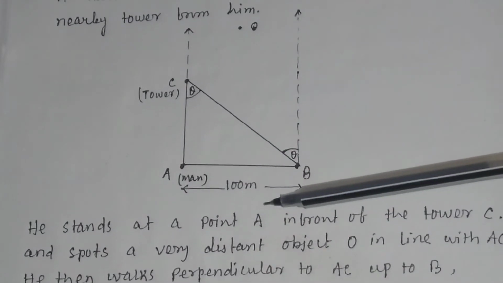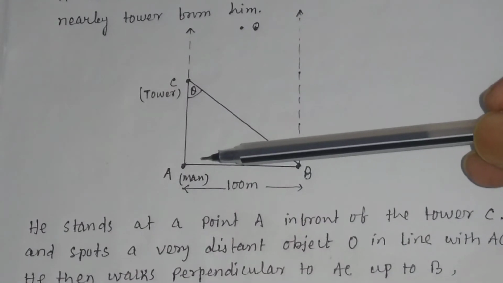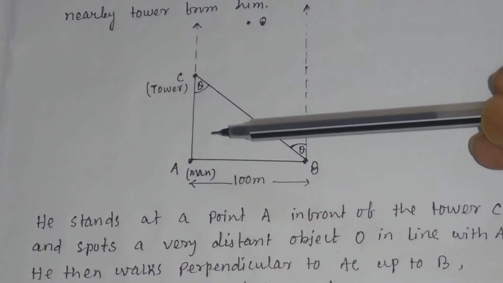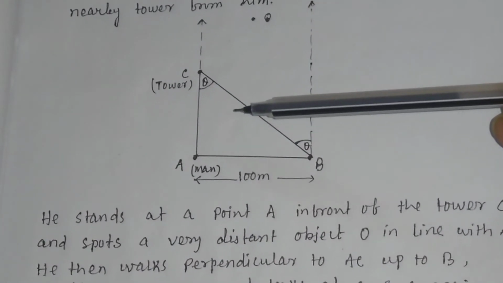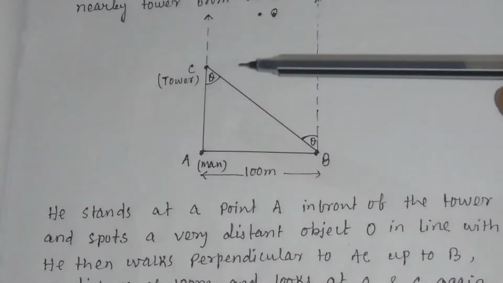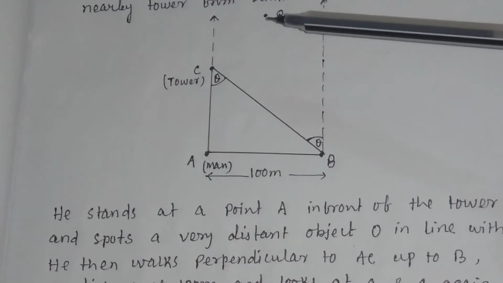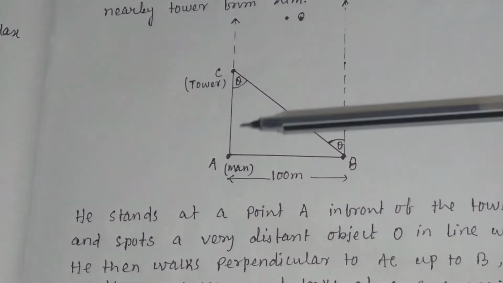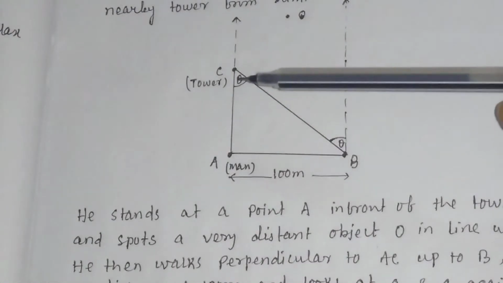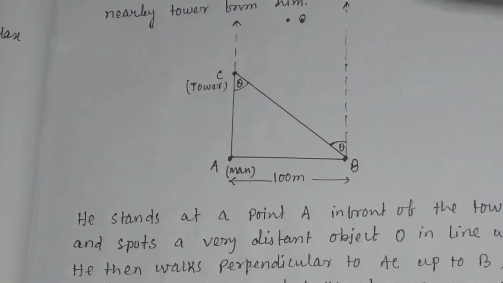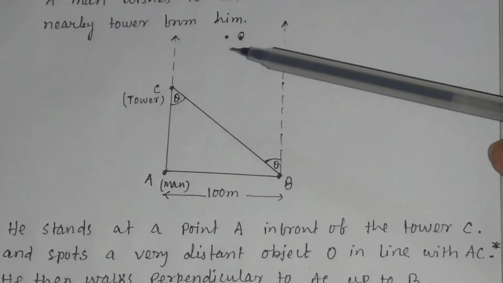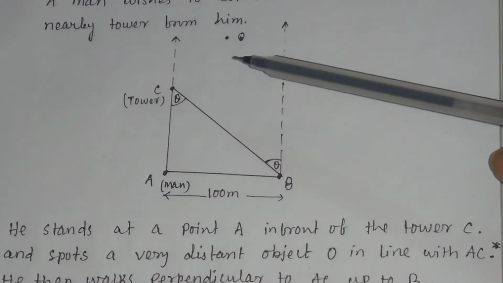He stands at a point A. You see, the man is standing at point A in front of the tower C and spots a very distant object O in line with AC. This is a distant object O. So the man will spot this point O standing here along this line of sight. Why the man will spot a very distant object O, we will discuss.